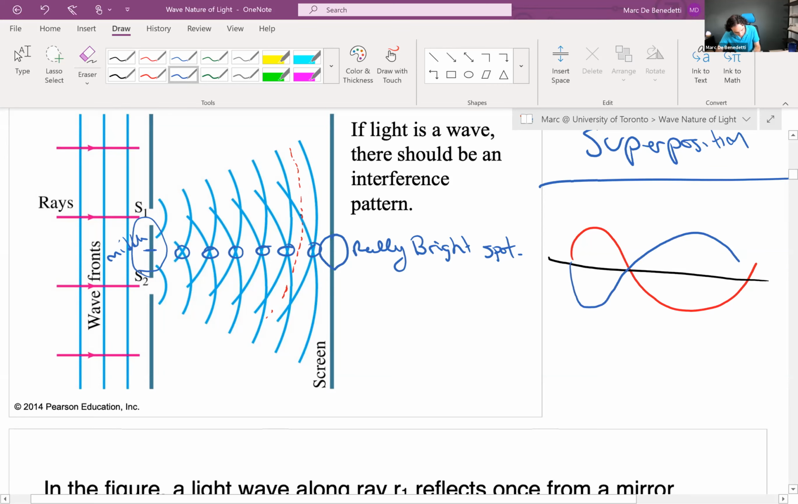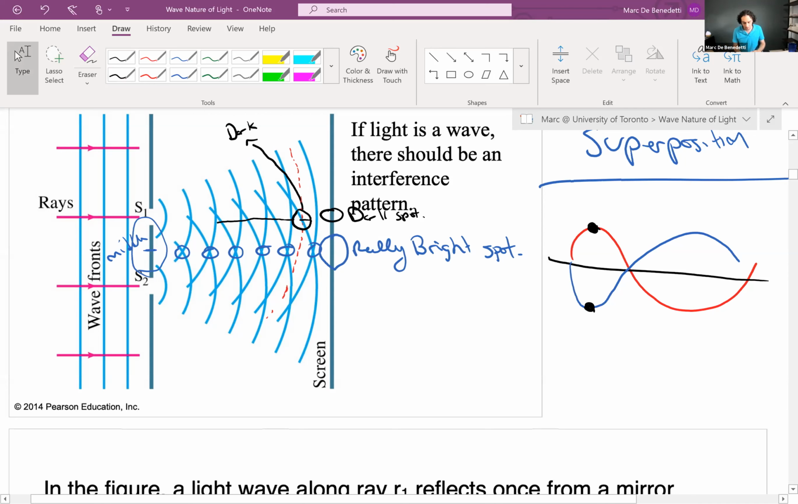Right? So this location right here is where you have one wave that has a maximum in one wave, but a minimum in the other wave. They're both an antinode, but they're opposite antinodes. So they perfectly cancel out. So this would be a dark spot, because you'd have a light wave upwards and a light wave downwards, and they perfectly cancel out. So this would be a really bright spot, but everywhere along here, you would have a dark spot.